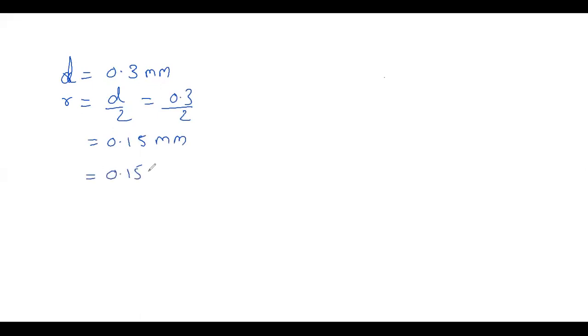They have given us radius is 0.3 mm. Sorry, Sir, it's diameter. They have given us diameter. So radius becomes d upon 2, 0.3 upon 2, which becomes 0.15 mm. And we know that the SI unit is meters. So it becomes 0.15 into 10 raised to minus 3 meters as R.